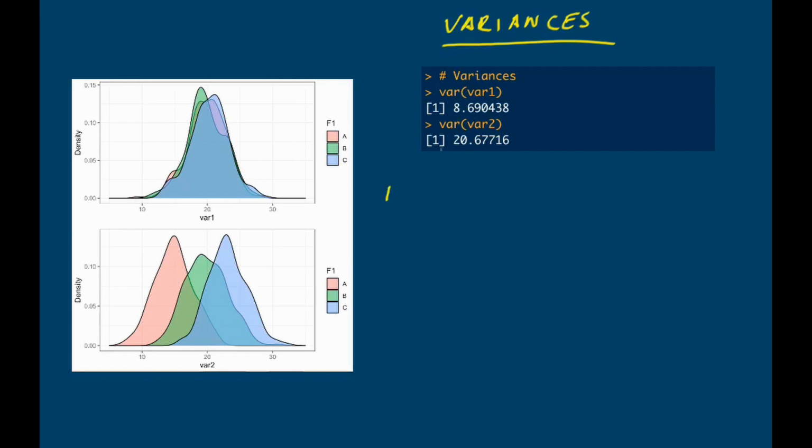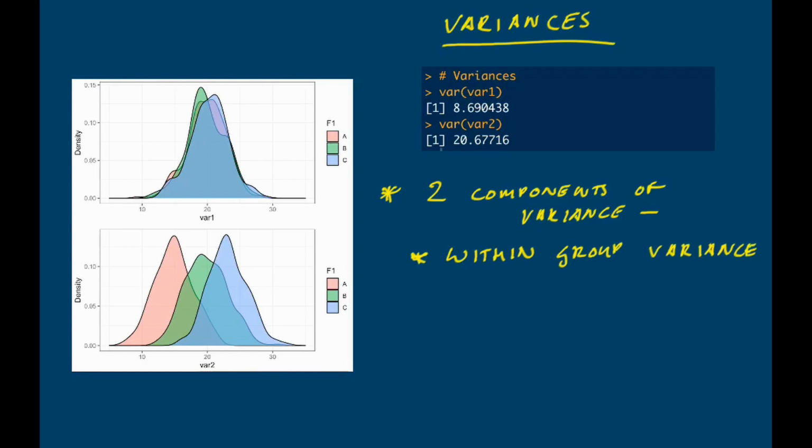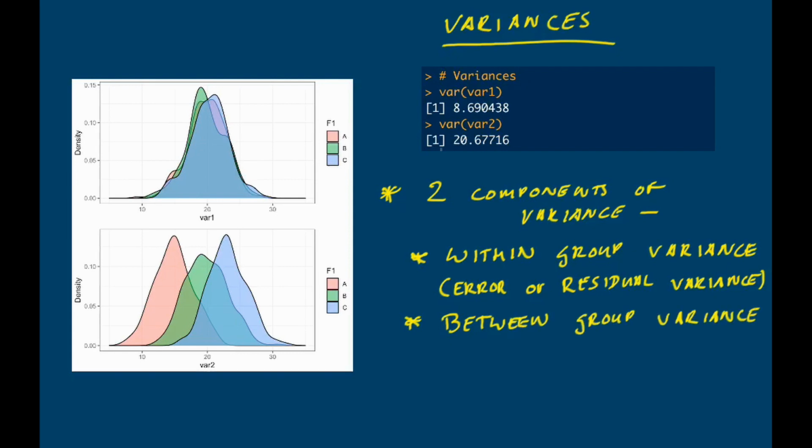And that difference is a consequence of the fact that there's big differences between the means in variable 2, but not variable 1. So part of the variance in variable 2 has arisen as a consequence of the variance within each group, what we call the within group variance, but part of it has arisen as a consequence of what we call the between group variance. So we have variance arising because of the differences between the groups, but we also have variance arising because of the variance that's already there within the groups.